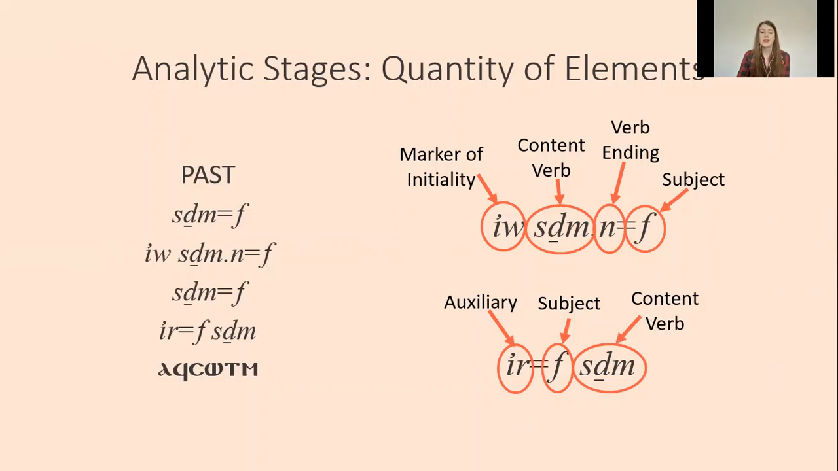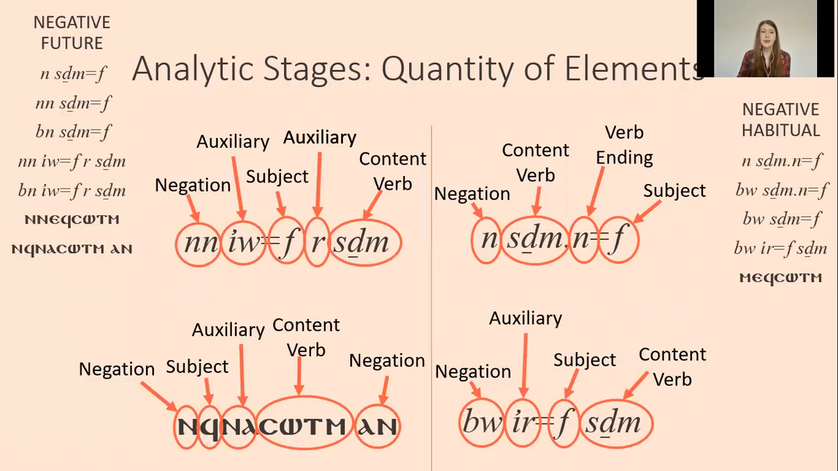However, the quantities of elements in the two analytic forms of the past construction still show that these forms are not identical in this respect, with the greater number of elements in the EU Segem form making it more analytic than the later IRF Segem form. But in contrast to the past construction, the negative future and negative habitual constructions have the same number of elements in their two analytic stages. Each of the negative habitual's analytic forms has 4 elements, while each of the negative future's has 5. So the analytic forms within each construction are identical in this respect.